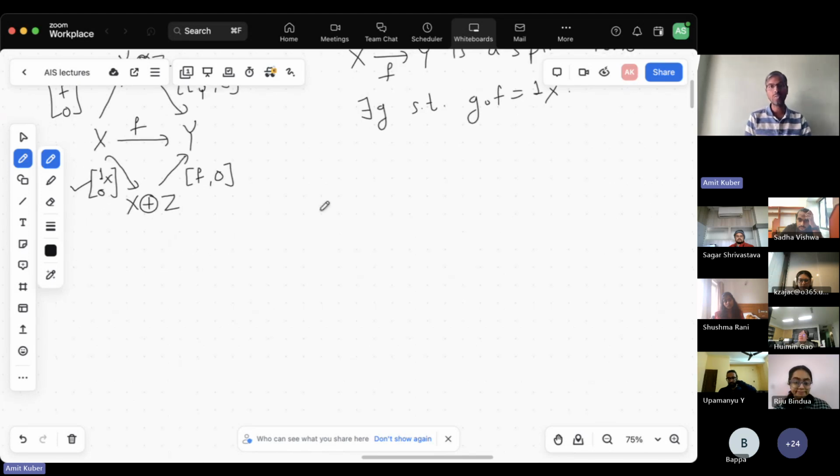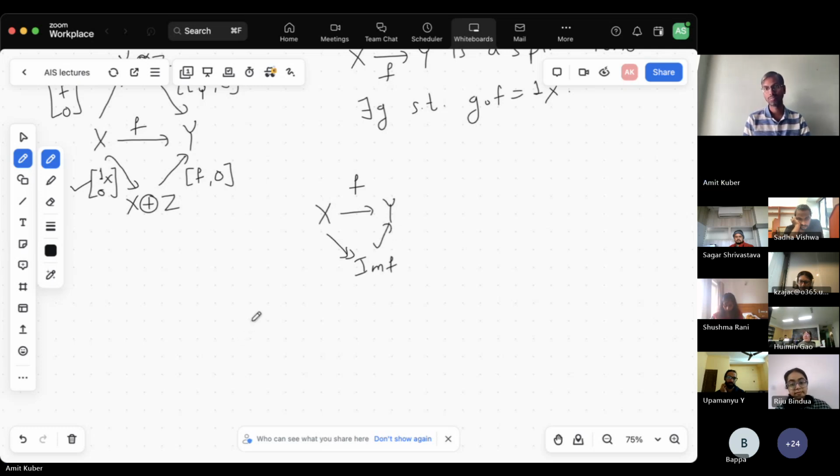So suppose f: X to Y is irreducible. Then we have this thing, which is a surjection onto the image of f, and then there is an inclusion. This is the standard image factorization.